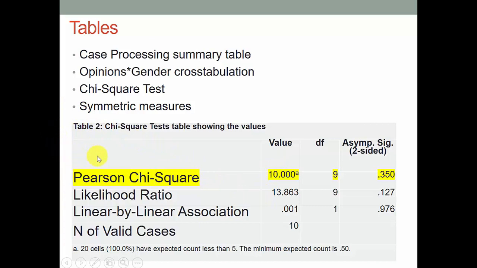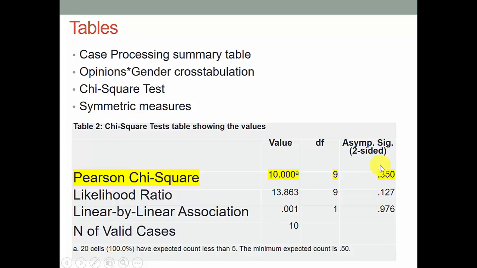Depending on what you choose, we have to go through the chi-square test and the symmetric measures. But the major table we have to concern ourselves with is the chi-square test table. That's where the values of what we need are shown. The value is 9, and my significance is at 0.25.